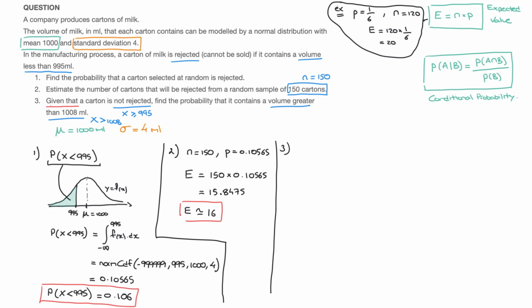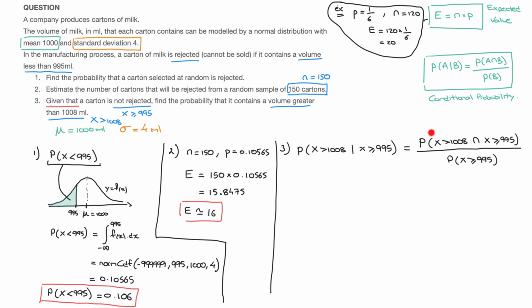So copying this formula but replacing A by X greater than 1008 and B by X greater than or equal to 995, we can state that the probability that X be greater than 1008, given that, which we write with a little vertical line there, X is greater than or equal to 995, is equal to the probability that X be greater than 1008 and that X be greater than or equal to 995, and all of that's divided by the probability that X be greater than or equal to 995.